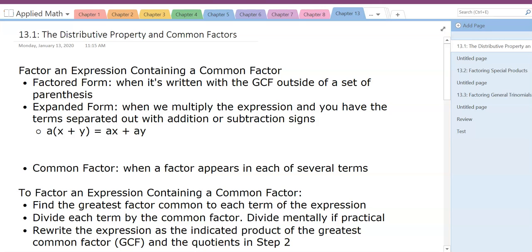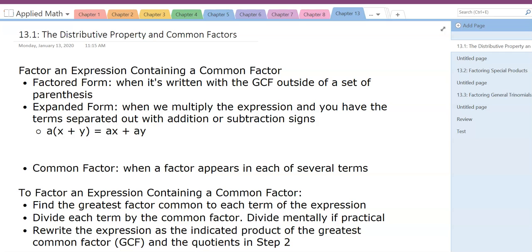So we're going to talk about section 1 from chapter 13, which goes over the distributive property and common factors. We're going to talk very, very briefly about factoring in this section. Factoring is when you almost do the opposite of the distributive. Distributive, remember, is when you had something sitting out front of a set of grouping symbols like parentheses or brackets of some type. You take that number out front and you multiply in.